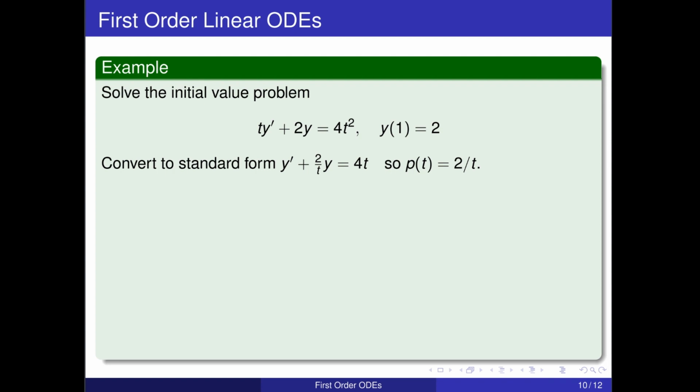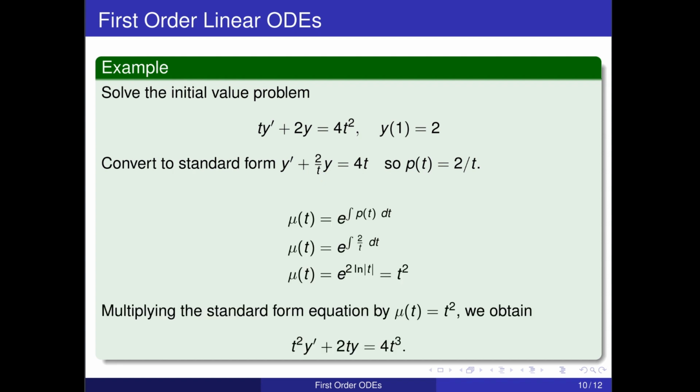And in this case, we'll see now that this coefficient, lowercase p of t, is 2 divided by t. And now, if we want to solve this differential equation, we'll need the integrating factor mu of t. So from the previous slide, we have this formula, that mu of t is equal to e to the integral of p of t dt. Here, our lowercase p of t is 2 divided by t, and so we'll be integrating that. That's 2 times the natural log of the absolute value of t.